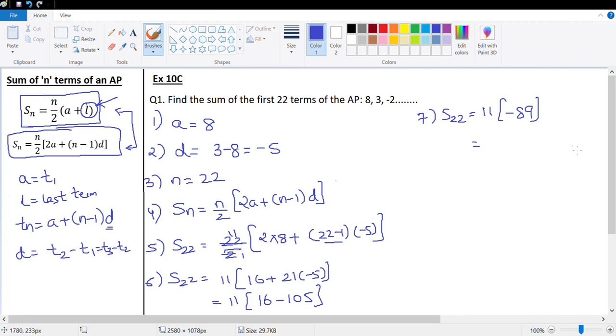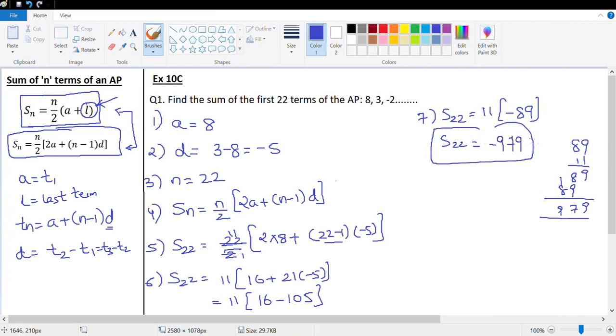So this is 89 into 11, which gives 979. So the sum of the first 22 terms of this given AP is equal to negative 979. Perfect. Let's look at the second question.